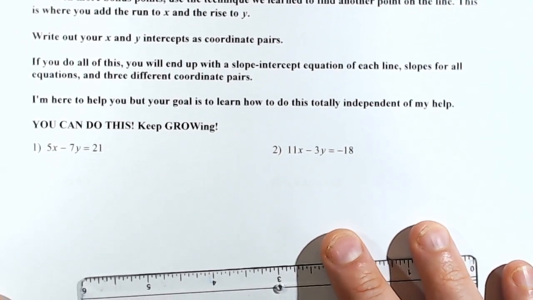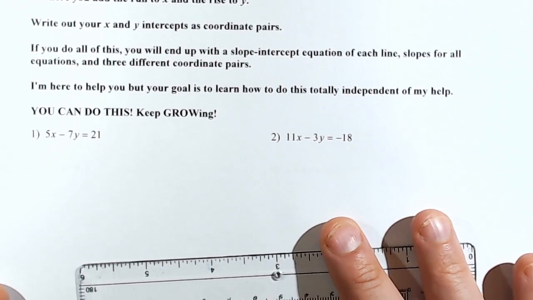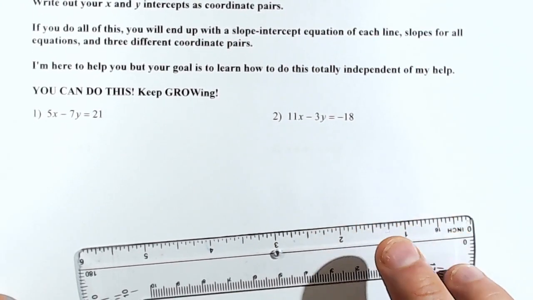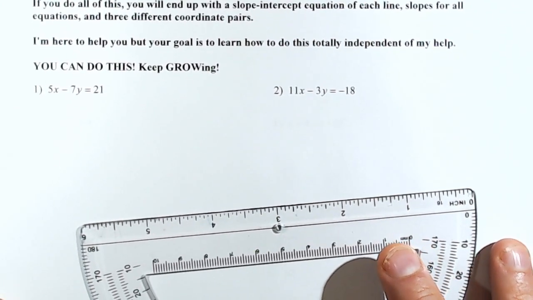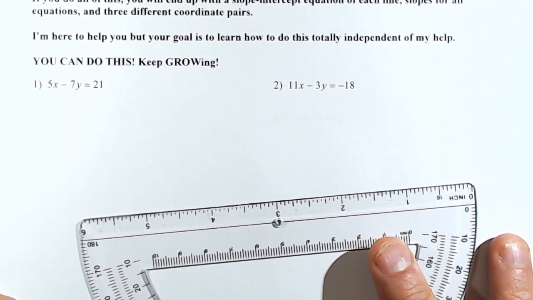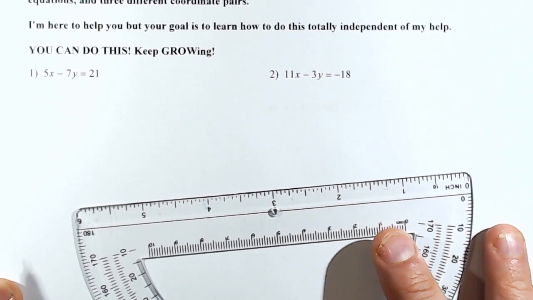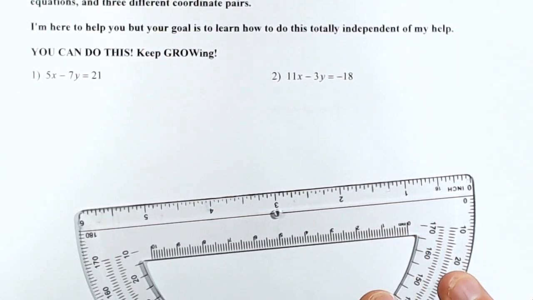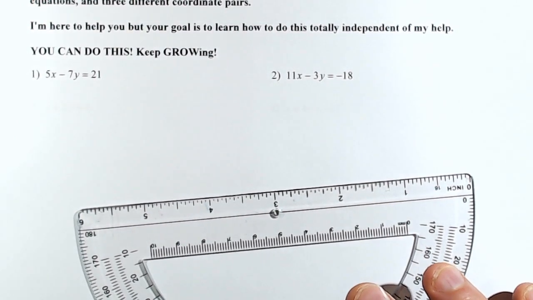If you do all this, you will end up with the slope-intercept equation of each line, slopes for all equations, and 3 different coordinate pairs. I'm here to help you, but your goal is to learn how to do this totally independently of my help. You can do this. Keep growing. Well, let's dive into this problem. Number 1, let me adjust the lighting a little bit here.